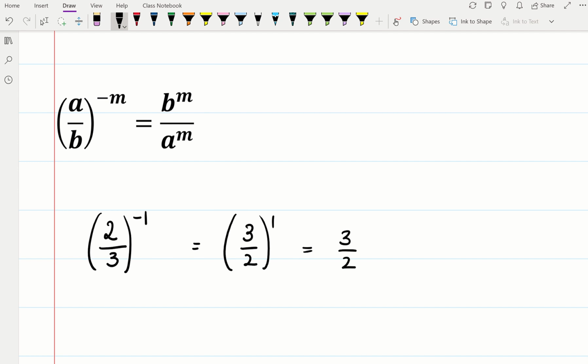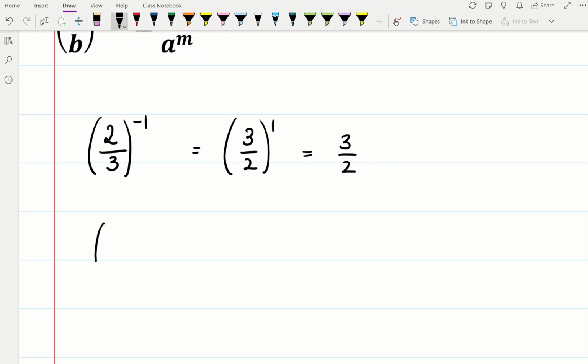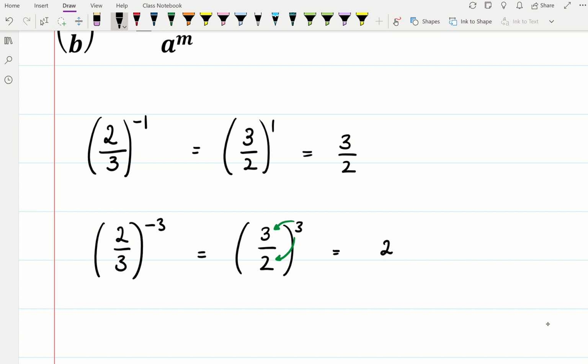But if it was 2/3 to the power of -3, the first thing the negative would do is turn it into 3 over 2, and then it's all cubed, which means the top is cubed and the bottom is cubed. So that's 3 cubed, which is 27, over 2 cubed, which is 8.